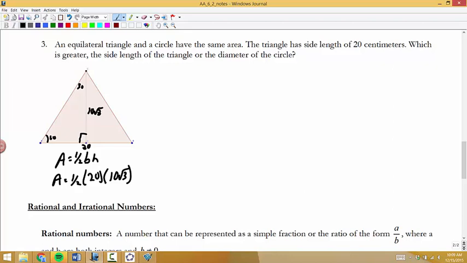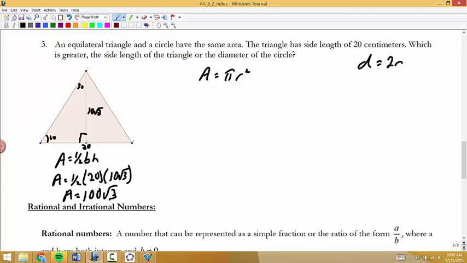Now I'm going to simplify that, but I'm going to leave it as an exact value. So 1/2 times 20 is 10. 10 times 10 is 100. So we can think of this as the area being equal to 100 times the square root of 3. Now, I also know from geometry last year that the area of a circle is equal to pi r squared. And in the end we want to know the diameter. We know that the diameter is equal to 2 times the radius. So if I can solve for the radius, I can find the diameter.